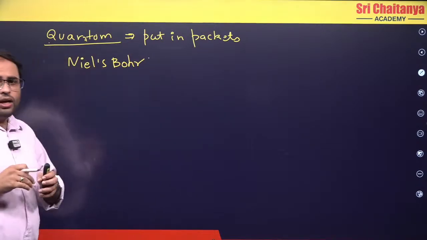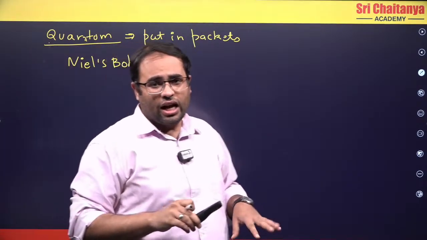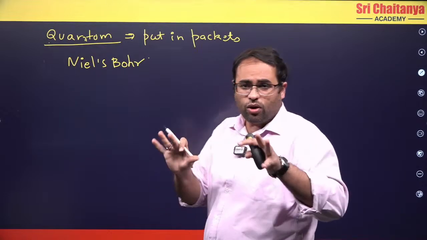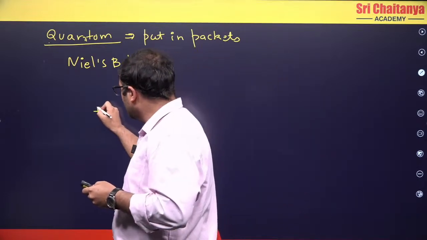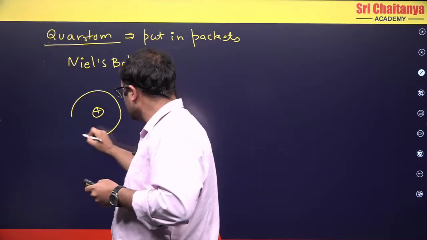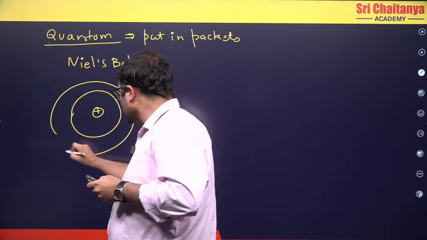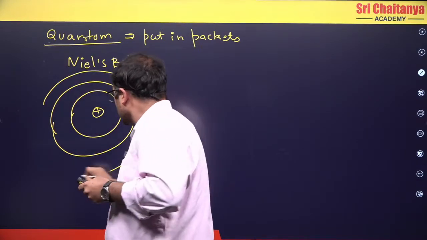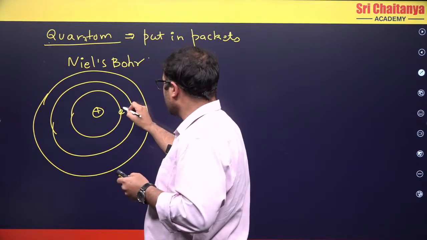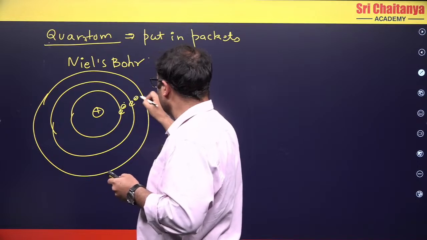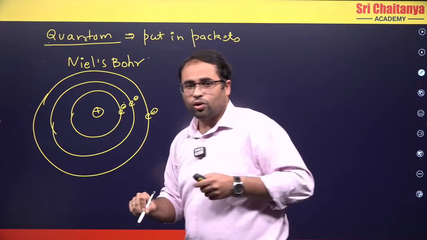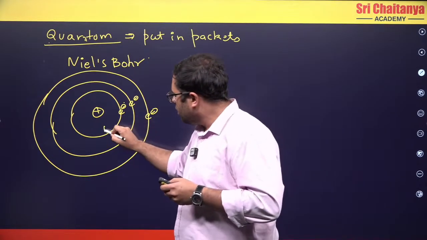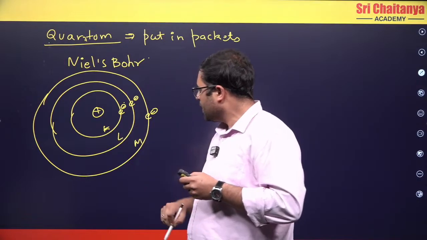You have studied in your 10th class what picture of an atom you have studied: there is a nucleus, and around that nucleus, in circular orbits, electrons are revolving, right? So there is an electron here, and an electron here, revolving in orbits. And these shells are called K, L, M, right?